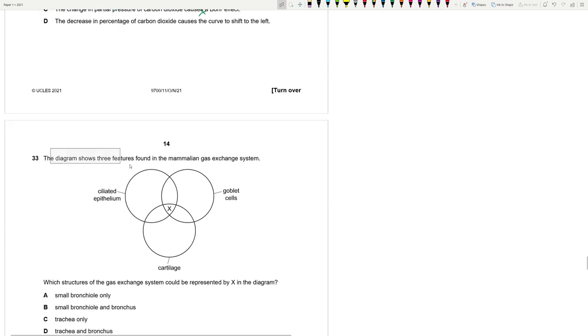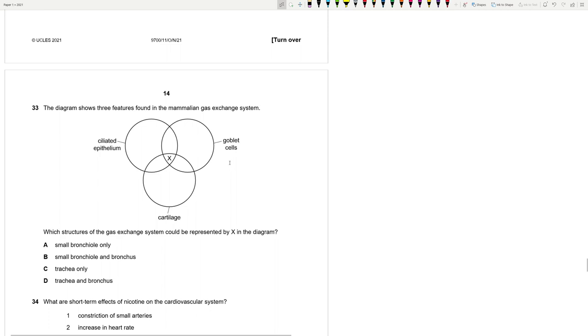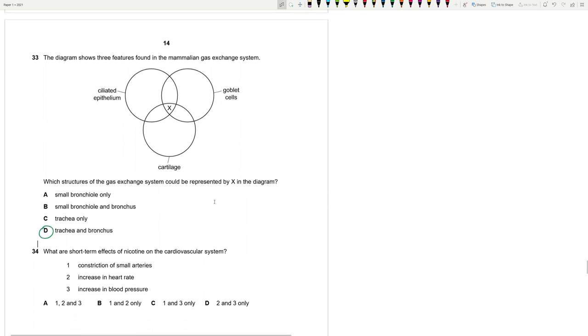33. The diagram shows three features found in the mammalian gas exchange system. Which structures of the gas exchange system could be represented by X? We need all three: cartilage, goblet cells, and ciliated epithelium. So we see all of these in both trachea and bronchus, but not in the bronchioles. We don't see cartilage in the bronchioles.